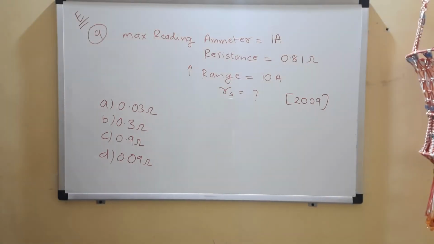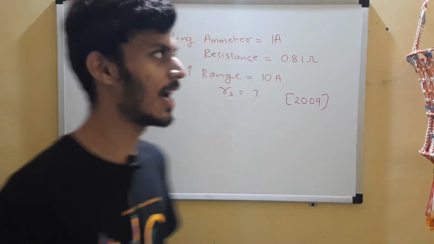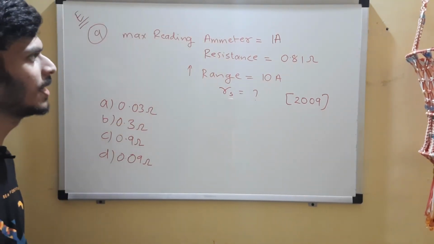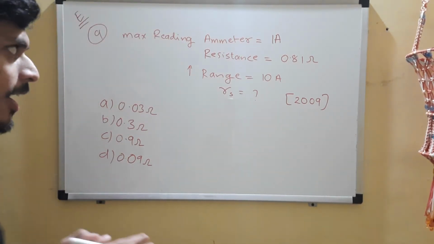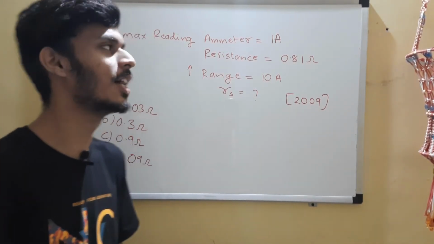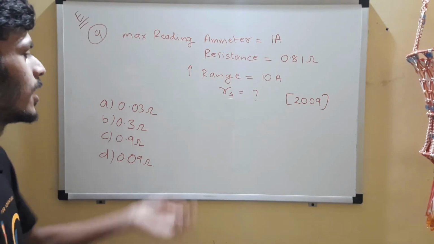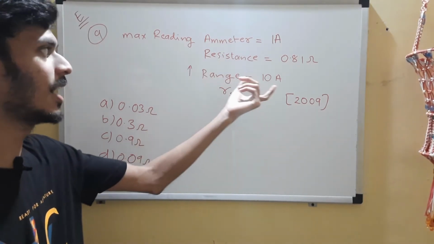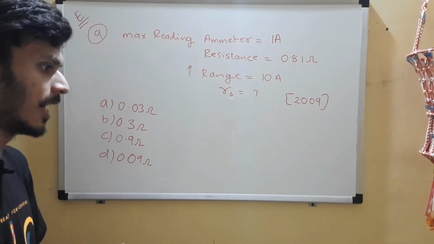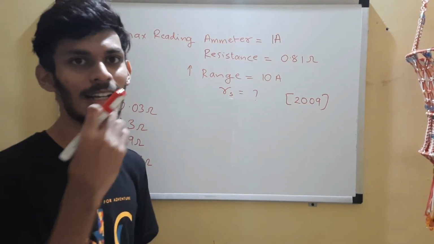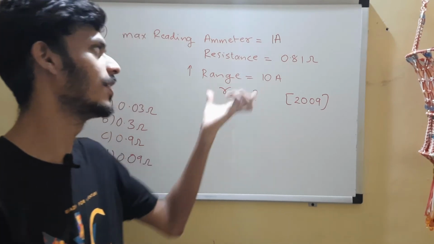So question 9 over here, in this question you are given that the maximum reading of an ammeter is 1 ampere. The resistance of this ammeter is 0.81 ohms, not an ideal one of course. You have to increase the range of this ammeter so that it measures a current of 10 amperes. What is the shunt resistance that should be connected in parallel in order to achieve this?